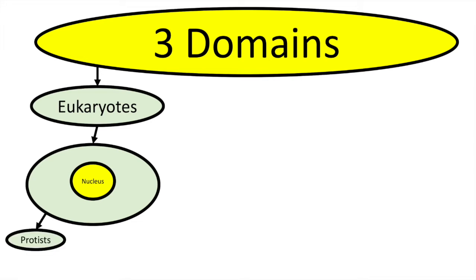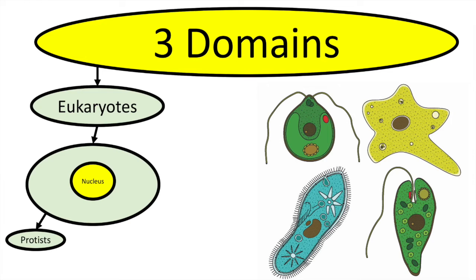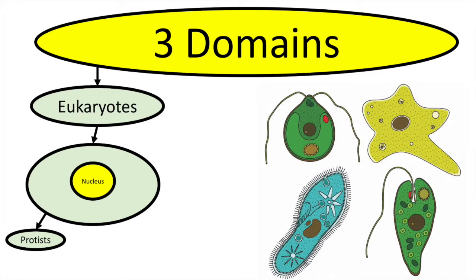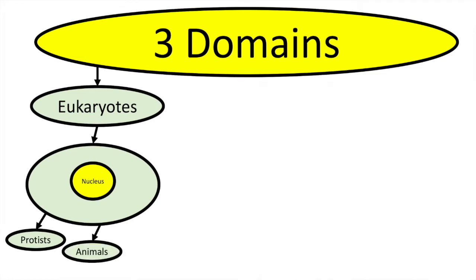The first one are the protists. And these are examples of protists here. All of them look different, but they all have one similarity. They have a nucleus. The next kingdom of the domain eukaryotes are the animals.